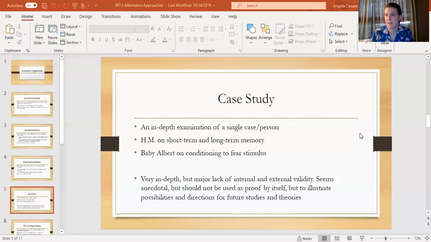case studies, in the same sense of qualitative research, kind of give us a direction to go in terms of research. So, oh, wow, this guy got a railroad spike through his frontal lobe, and then his personality changed. Oh, it seems like the frontal lobe might be responsible for some aspects of personality. Let's do more research to follow up on that. Let's do research that does not lack internal and external validity. Let's do something that we can generalize to larger groups of people.